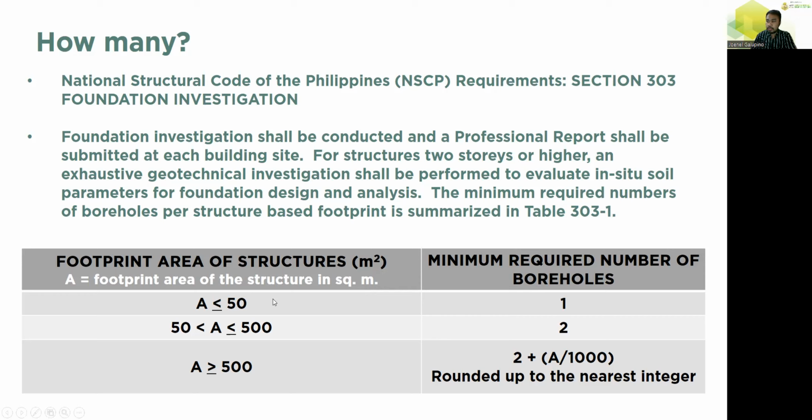For structures with a footprint area less than 50 square meters, you are required to conduct a borehole of at least 1. For structures with footprint area less than 500 square meters and greater than 50 square meters, you are required to have a borehole of at least 2. And for structures with footprint area of greater than 500 square meters, you are required to use this equation to determine the number of boreholes required. You need to add 2 plus the footprint area divided by 1,000. It is rounded up to the nearest integer.